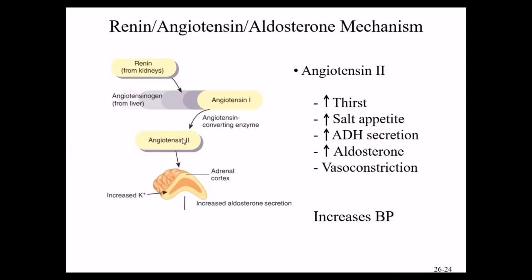By the way, it's the angiotensin 2 that triggers the aldosterone to be released. Remember, we've talked about this a while back, from the adrenal cortex. And so that's one of those corticosteroid hormones that we talked about that comes from that cortex area of the adrenal gland.